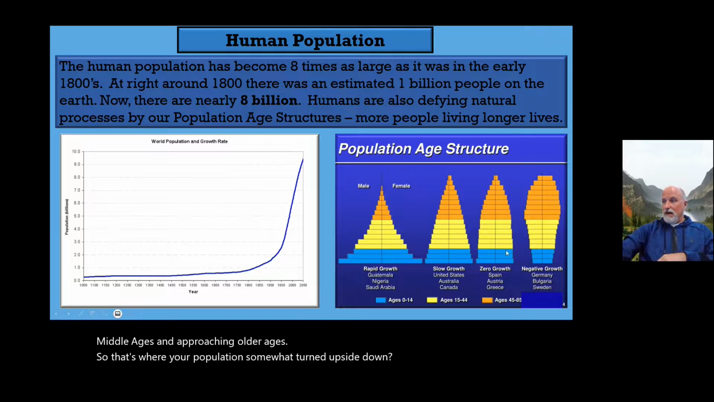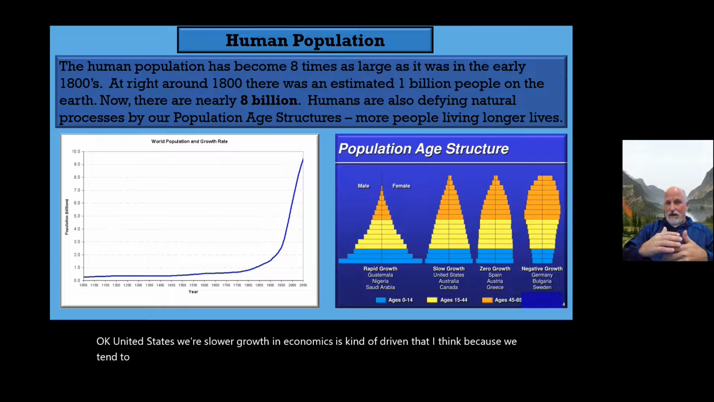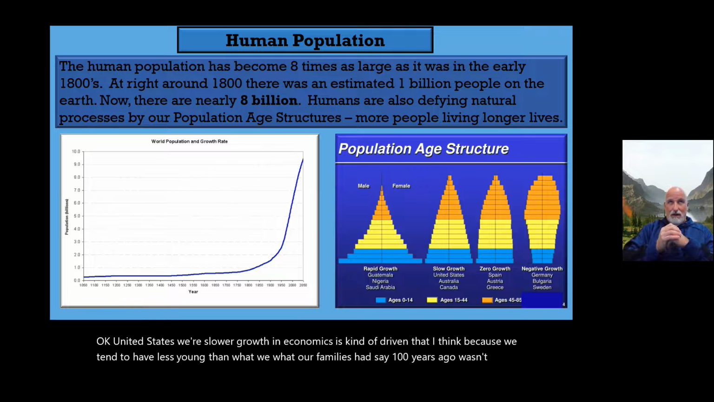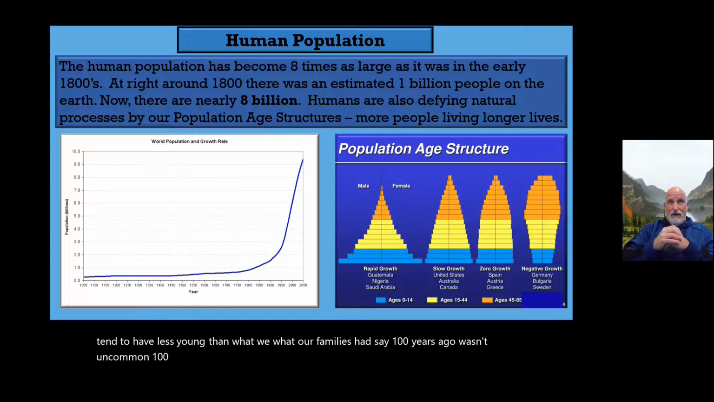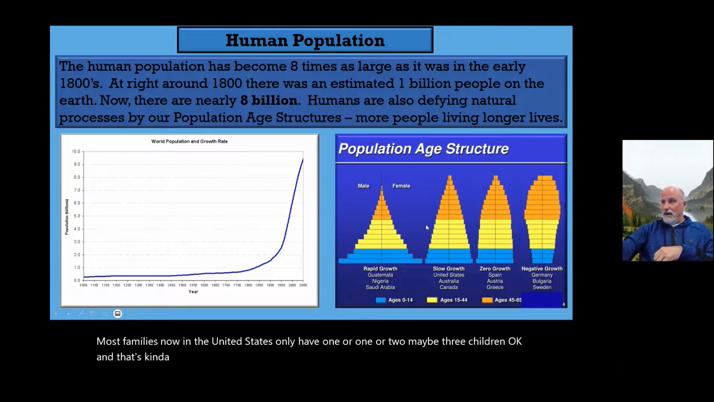In the United States, we're slower growth, and economics has kind of driven that, I think, because we tend to have fewer young than what our families had, say, 100 years ago. It wasn't uncommon 100 years ago for a family to have 8 to 10 brothers and sisters in a family. Most families now in the United States only have one or two, maybe 3 children. And that's kind of helped form this.